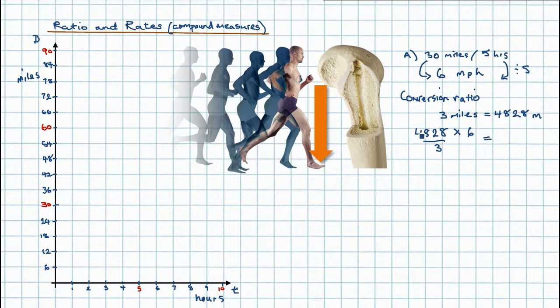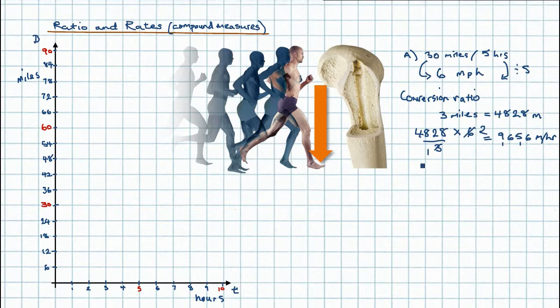So all I need to do now is calculate the answer here, and I've got 6 divided by 3, so I can do some cancelling here and get 1, 2. Multiply across, and I get 2 times 8, 16. Carry the 1. 2 times 2, 4. Add the 1, gives me 5. 2 times the 8, 16 again. Carry the 1. And 2 times 4 gives me 8 plus 1, 9. So I've got 9,656 meters per hour.